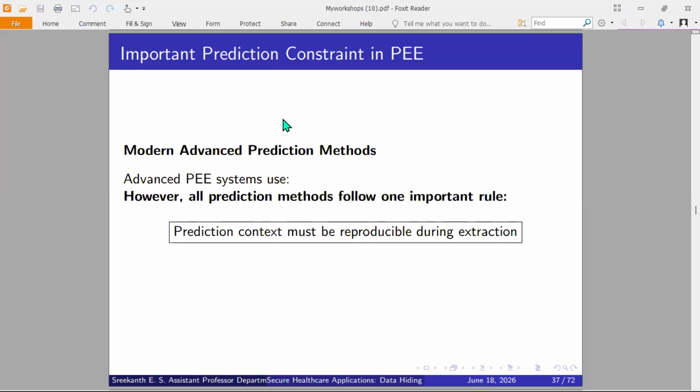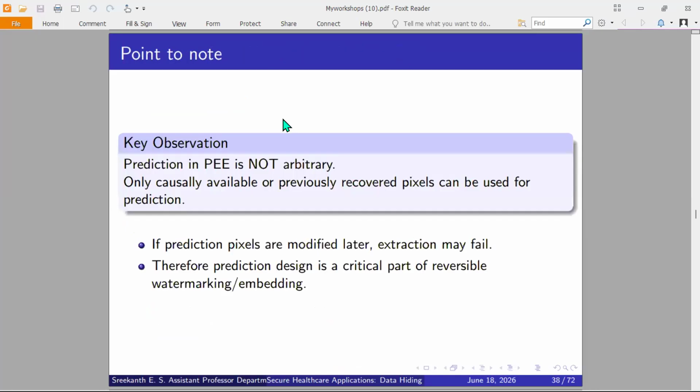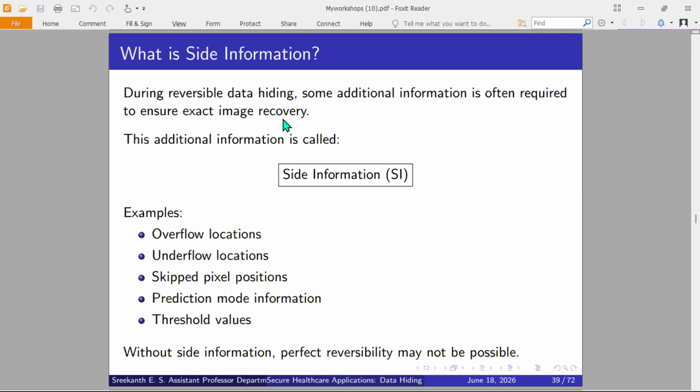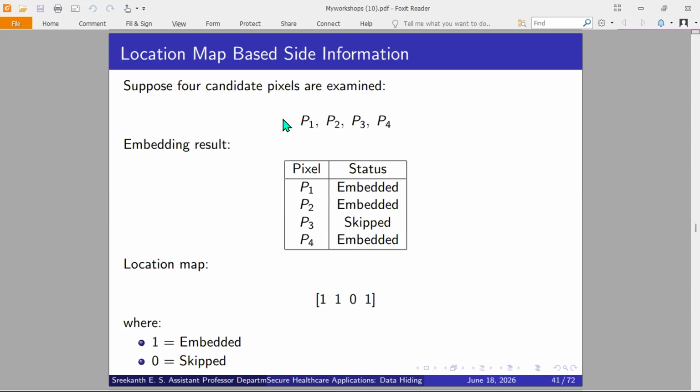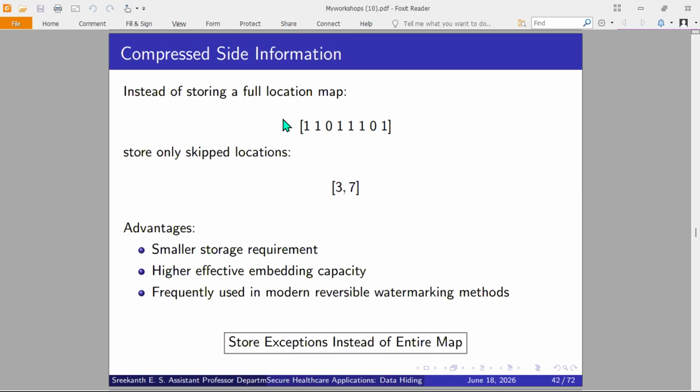So we've done this much. Okay. This is very important. Prediction must be reproducible during extraction. Otherwise, we do not get a reversible result. Okay. So I will explain that. That is, only causally available or previously recovered pixels can be used for prediction. Okay. So that is very important. We will see that.